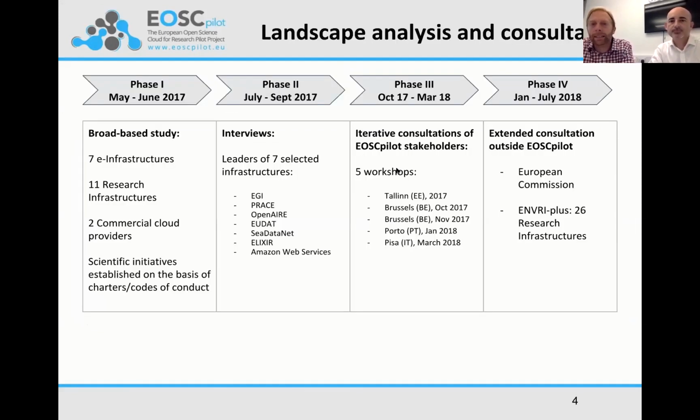The next slide really explains the process that we went through. And I've just got a few slides to explain this before Pascal will start explaining the recommendations in a bit more detail so you can see them and so on.